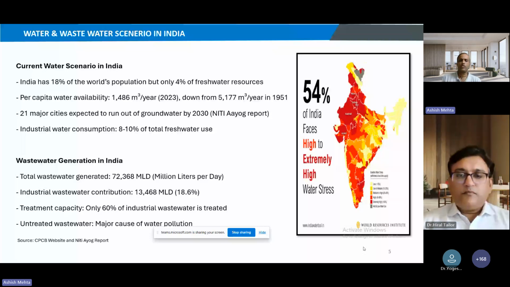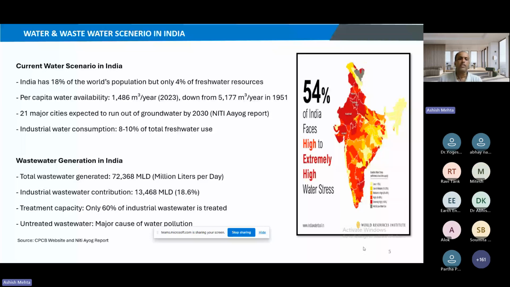Now, what is the scenario on wastewater generation? Total wastewater generation is around 72,000 million liters per day, where industrial wastewater contribution is roughly 13,000 MLD, that is around 18%. Out of this, we have only 16% of industrial waste treatment facility available. That means even today, if this data is of year 2023, 40% of our industrial water is still untreated or partially treated, which is causing the pollution. So this is the genesis and basis for wastewater treatment and its recycle and reuse by following the ZLD approach.